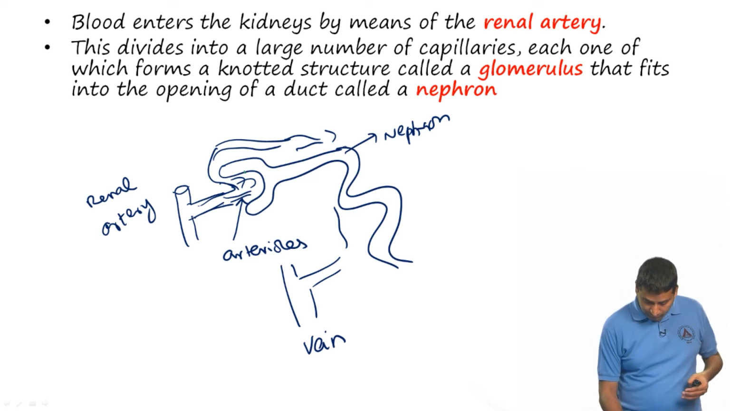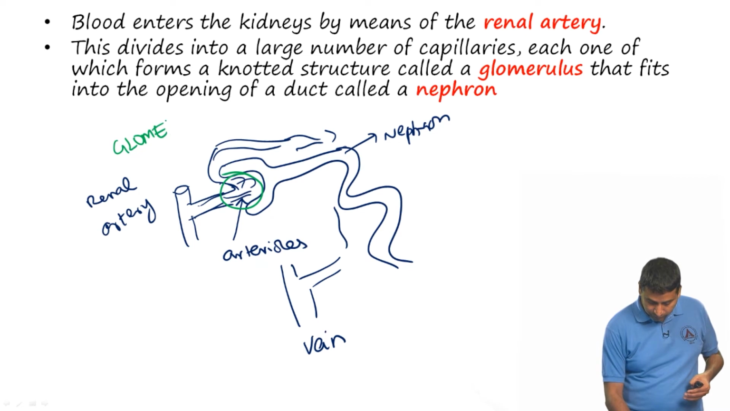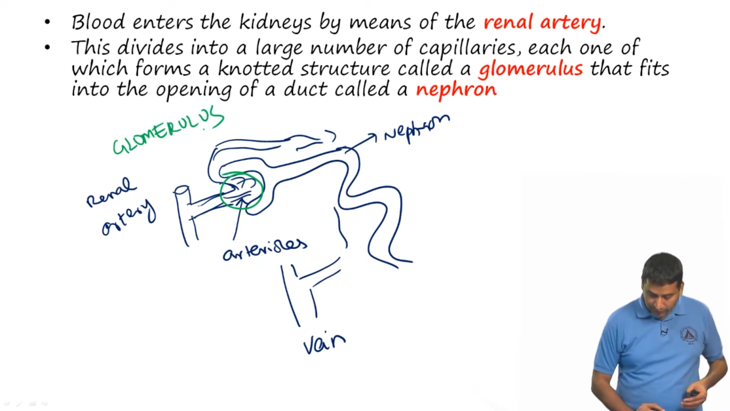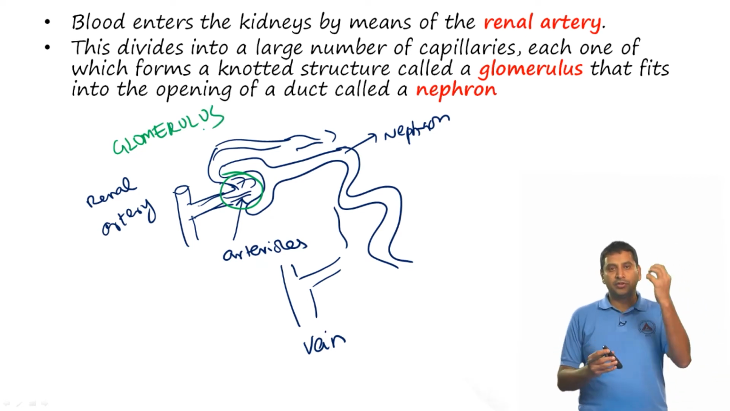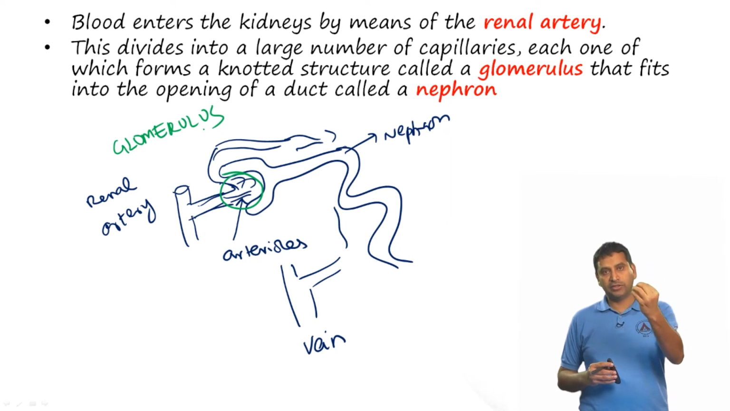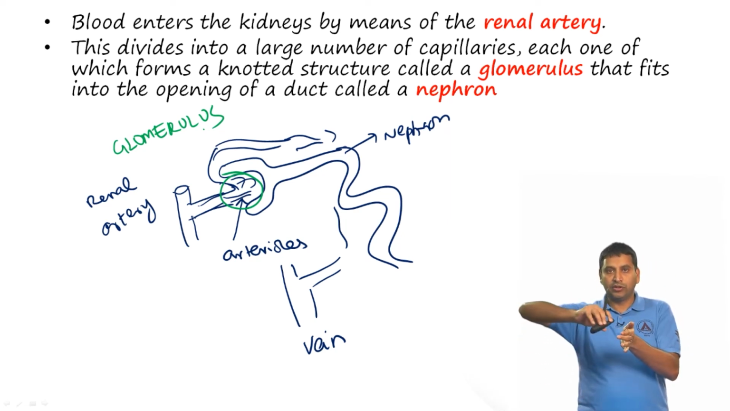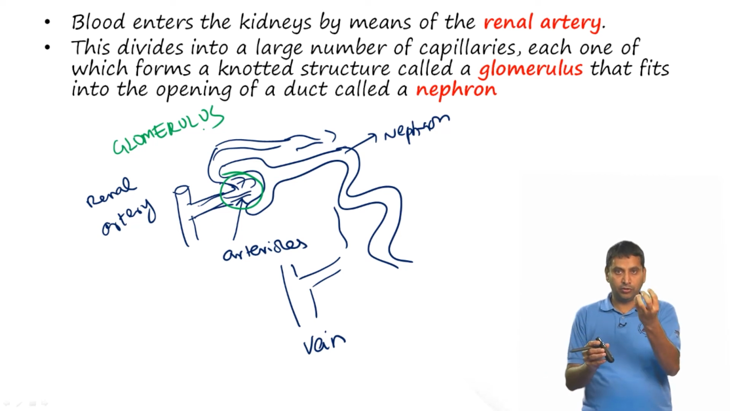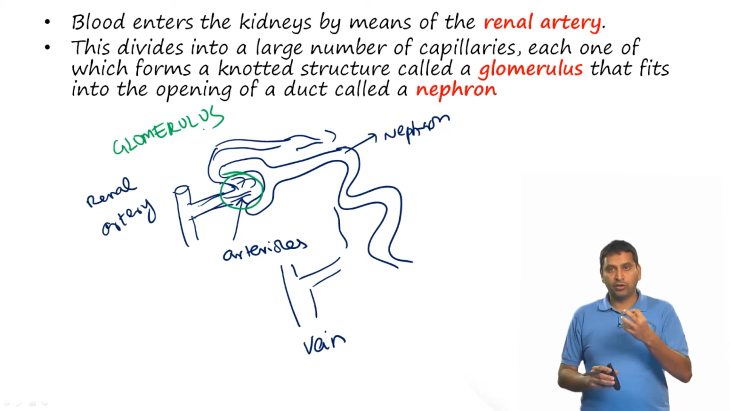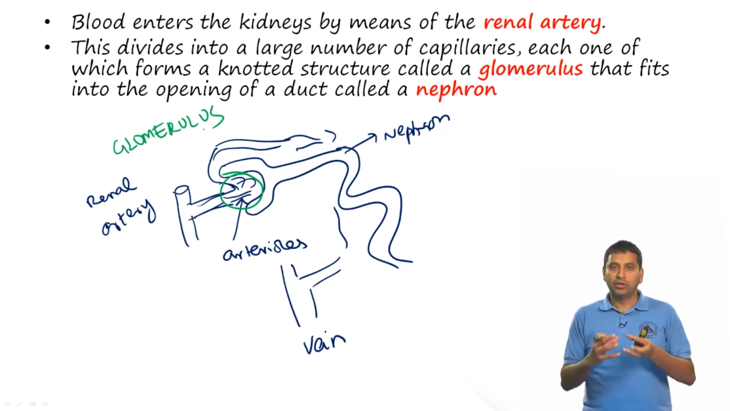This is the glomerulus. So, essentially what happens here is that the renal artery makes smaller and smaller capillaries, and these capillaries form a knotted structure called a glomerulus that fits into the opening of a duct which is called a nephron. So, this is where the activity of the kidney occurs.